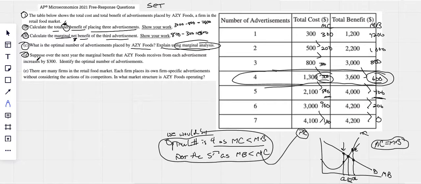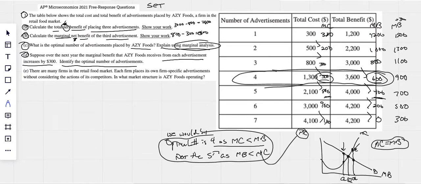All right, D, suppose over the next year the marginal benefit that AZ Food receives from each advertisement increases by 300. Identify the optimal number. So I think we could just add 300 to all of these, right? So this now becomes 1,500, 1,300, 1,100, 900, 700, 500, and then 300, obviously here.